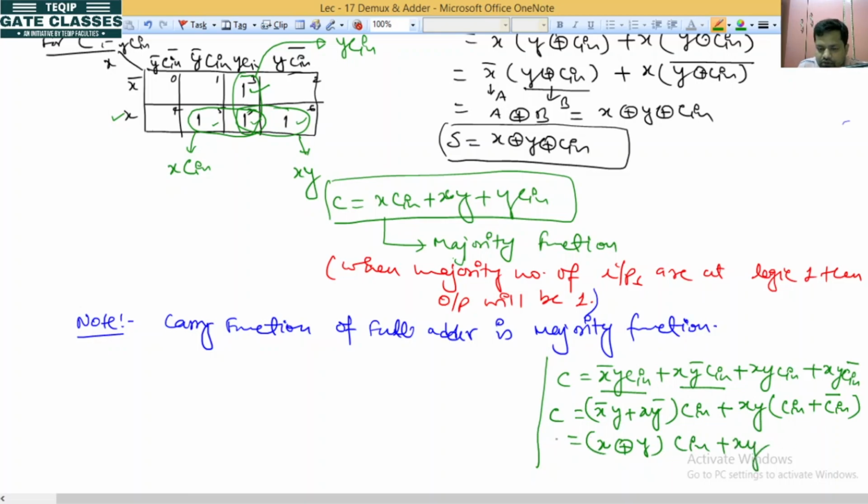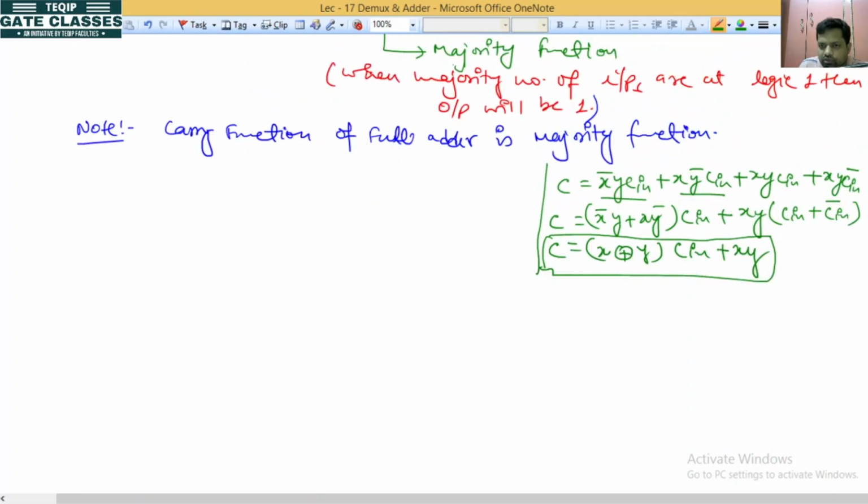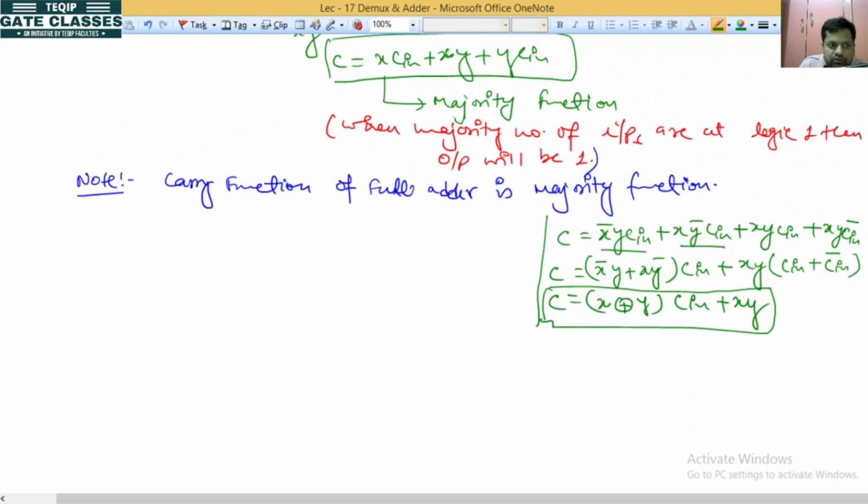ओके ना? तो जो कैरी का फंक्शन है वो आप ये भी लिख सकते हो, you can write this one also. Okay, so if we are going to implement full adder, then what happened? So we have one XOR gate here, that is xy. So we got here x XOR y.